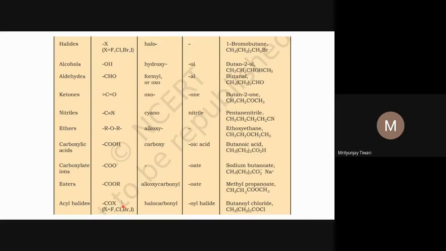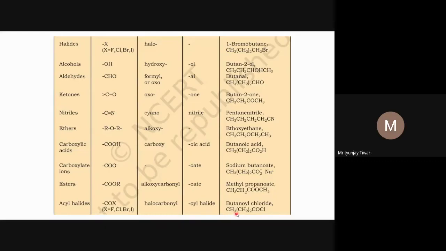Then acyl halide. Acyl halide will be COX. Now this OH group, one can replace the OH group with one X group, the halo group or a halide group. This halide could be fluoride, chloride, bromide or iodide. So if one replaces the OH group of carboxylic acid with one halogen group, then we call such a group acyl halide: acyl chloride, acyl bromide, acyl iodide.